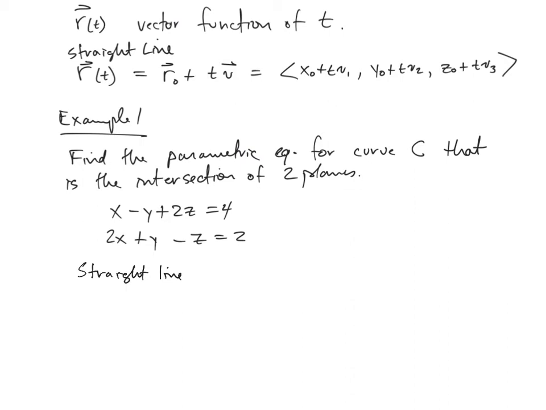Okay, well, what we need is equations for x, y, and z that are a function of some parameter, call it t. You can call it whatever you want, but we typically use t. Well, we need x equal to some function of t, y equal to some function of t, and z equal to some function of t. And all we've got are these two plane equations, where they intersect.